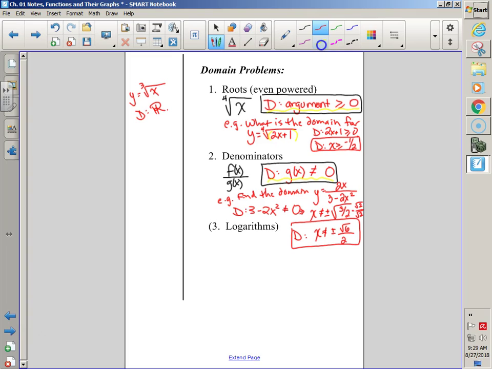Logarithms, you won't need it for this section, but if you were to have any log of any base of any argument, I'll just put an x for right now. The domain of this guy is going to be the argument of the logarithm has to be greater than 0. Now, here's why this guy is tricky. Doesn't this look an awful lot like the first one?